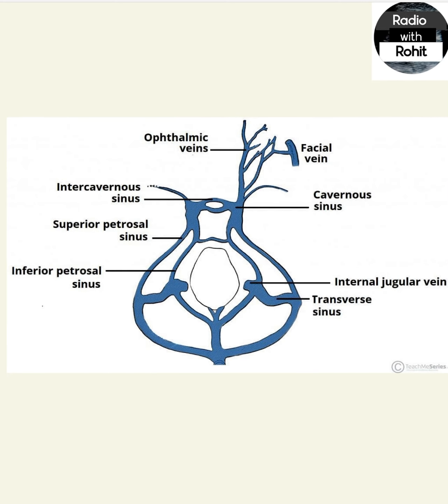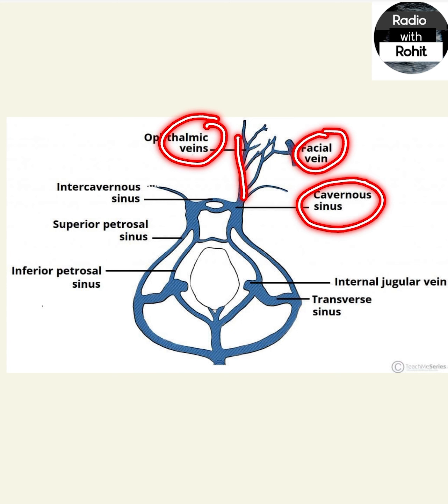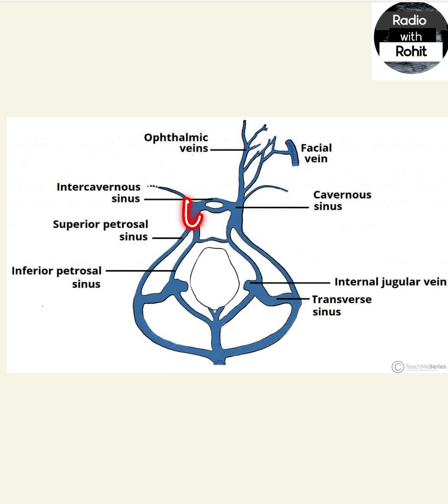Here in the deep system, the facial vein and the ophthalmic vein are draining into the cavernous sinus. Cavernous sinuses on both sides are connected with the help of the intercavernous sinus. This cavernous sinus is draining into the internal jugular vein with the help of the inferior petrosal sinus, and draining into the transverse sinus with the help of the superior petrosal sinus.